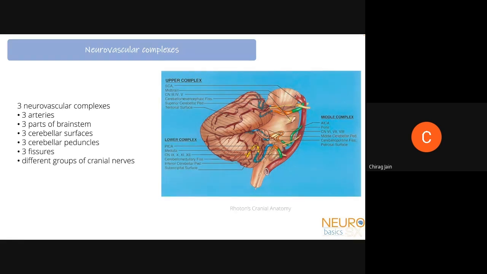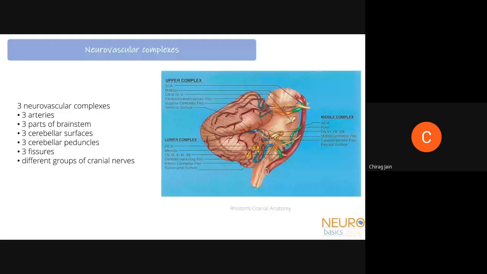The middle complex is based on the AICA, and it is going to supply predominantly the pons. It is going to be related to the sixth, seventh, and eighth nerves, and to the middle cerebellar peduncle, the cerebellopontine fissure, and the petrosal or the anterior surface of the cerebellum. The lower complex, on the other hand, is going to be situated around the PICA in relation to the medulla, the ninth, 10th, 11th, and 12th cranial nerves, which arise from the medulla, the cerebellomedullary fissure, the inferior cerebellar peduncle, and the suboccipital or inferior surface of the cerebellum.